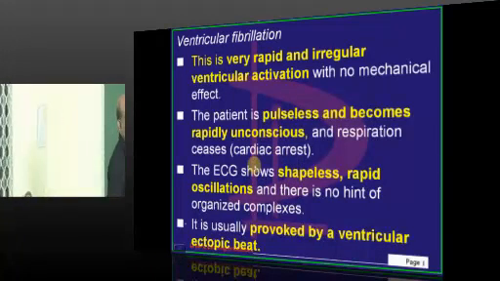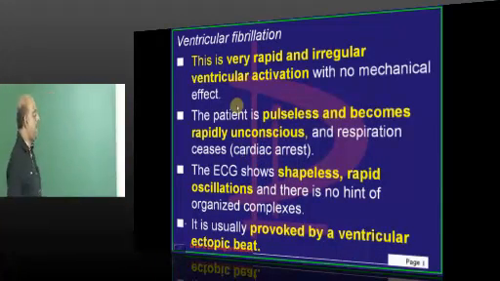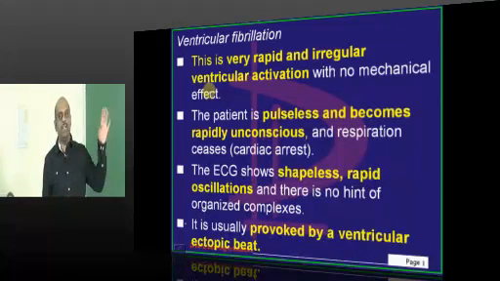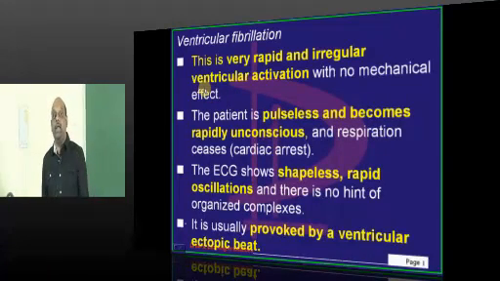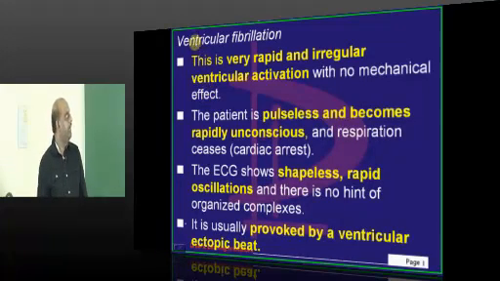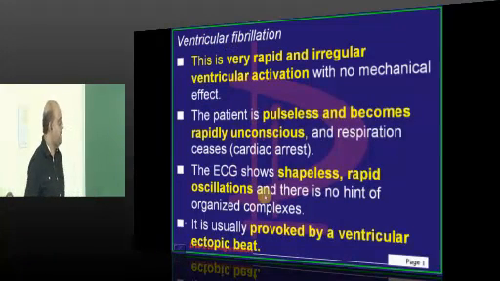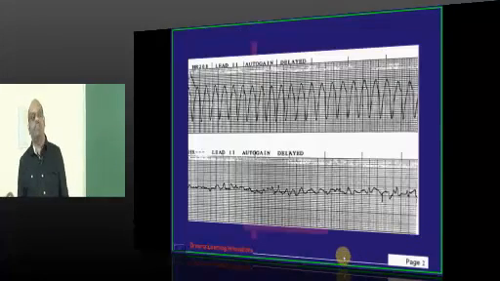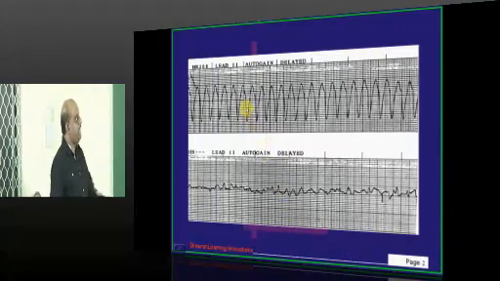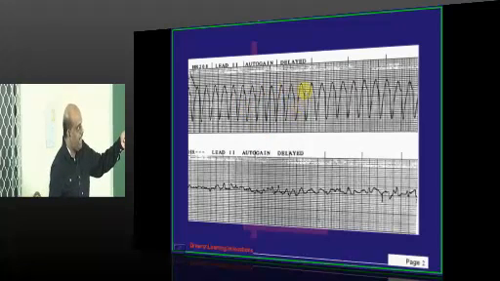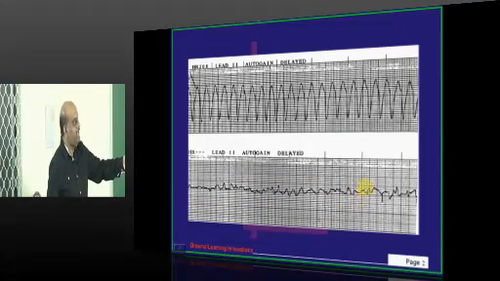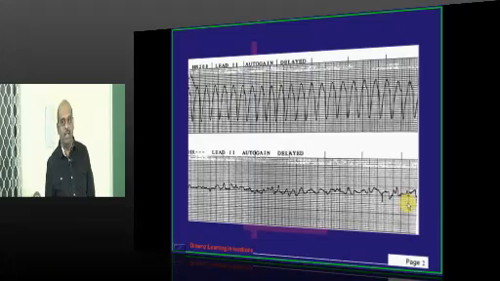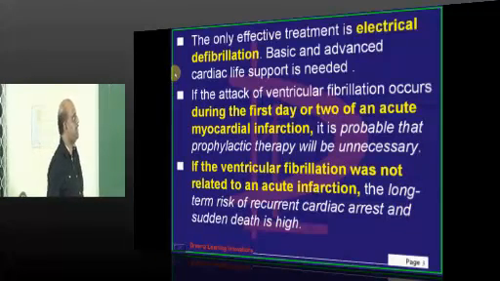How is the ECG in this patient? Shapeless, rapid oscillations, like seismic activity on an earthquake day, is the ECG graph of ventricular fibrillation. And it is a ventricular ectopic beat which is the provoking factor for this ventricular fibrillation. See, doctor, this is the VT, classical ventricular tachycardia's broad QRS complexes. The moment they become ventricular fibrillation, what you come across is a shapeless contour.